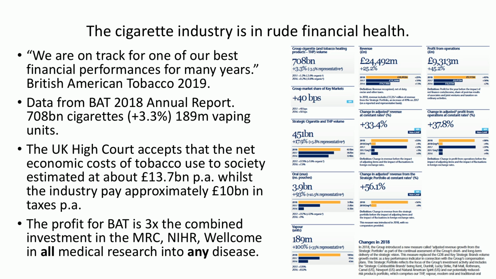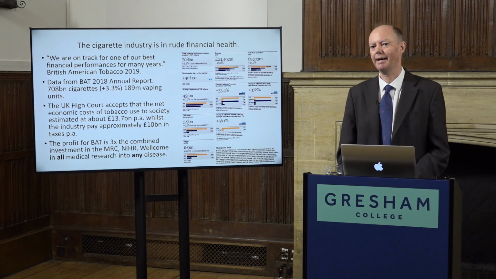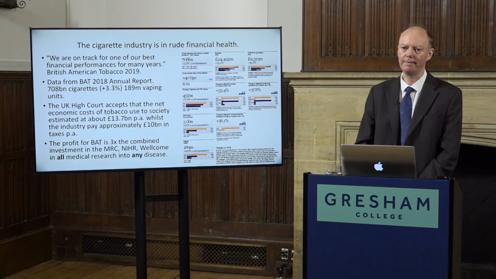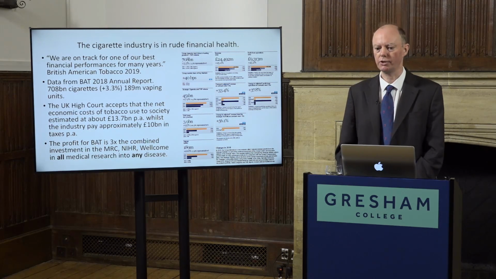The UK High Court accepts that the net economic effects of tobacco use to society are around £13.7 billion a year, and the industry pays around 10 billion in taxes, plus causing significant long-term health problems for individuals and their families. The profit for just this one company is 3 times the total amount invested in health research by the Medical Research Council, National Institute for Health Research, and the Wellcome Trust, the big funders of health research in the UK for all diseases. So this just gives you some feeling for the size and strength of this industry, and this is the reason why an expectation is there by many people that if they're targeting children, if there's second-hand smoke, if people are exposed at work, the state should intervene.